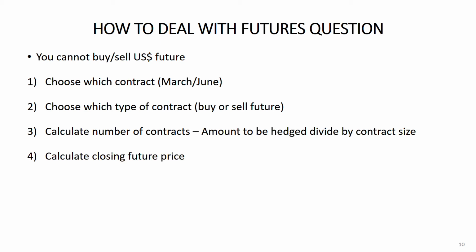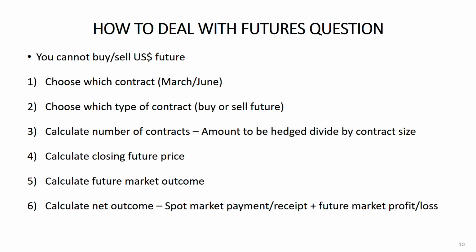Calculate the closing future price. Just before this, I have explained how to calculate the closing future price. That you need to know, because if you don't find the closing future price, you will not know the profit or loss in the future. Calculate the future market outcome. Yes, we know how to calculate the future market outcome. This also I've explained to you. And next is calculate the net outcome. Net outcome is you take your spot market, it could be a payment or a receipt, and add your future market profit or loss, right?